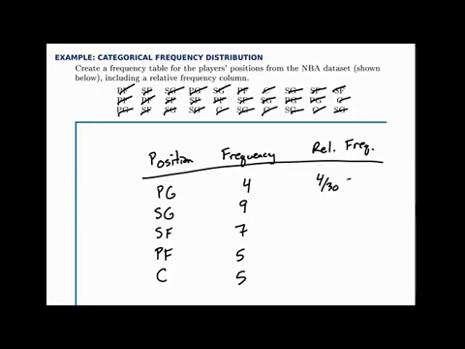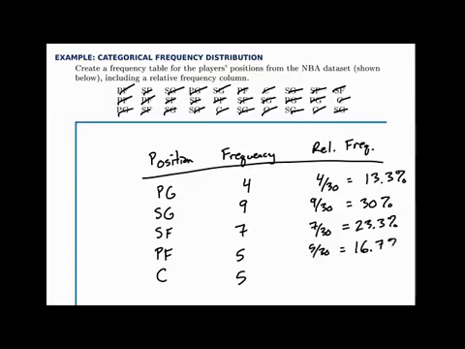We could write that as a fraction, or if we wanted to, we could write that as a decimal, which comes out to about 0.133 or 13.3%. Then for the next one, we would divide 9 by 30, which works out to 30%. 7 out of 30 is 23.3%. And then 5 out of 30 is about 16.7%. And that's for both of the last two categories.